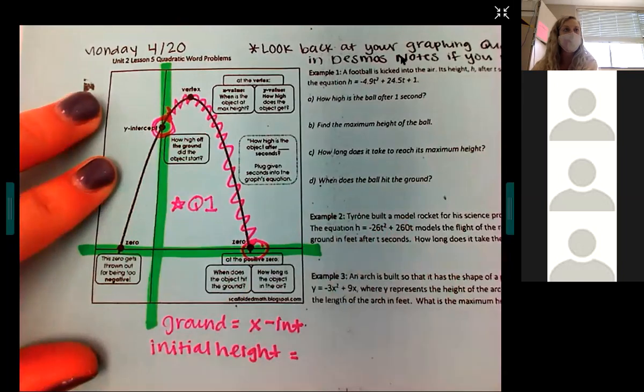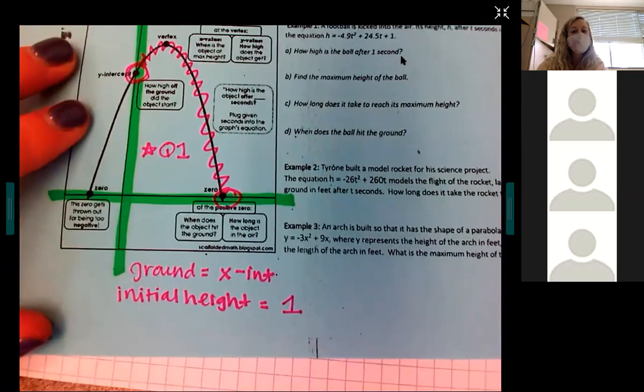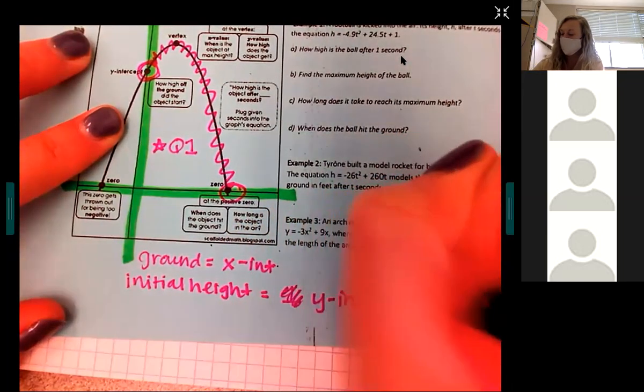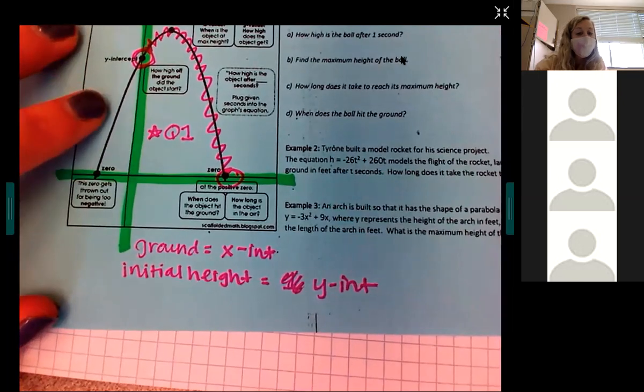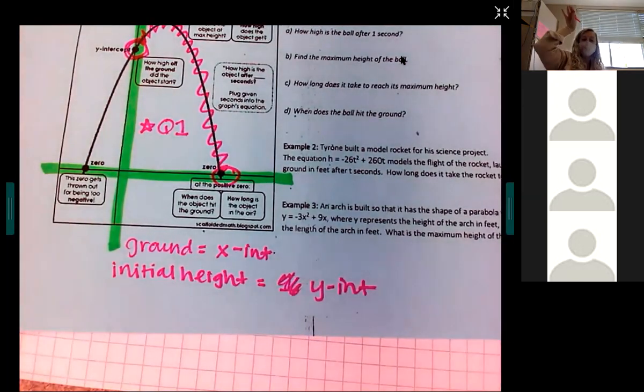1, 2, or 3? 1. Very good, Jaden. So what's that? Why did I write 1? Because I'm crazy. That's the y-intercept. If they ask for the initial height or when it contacted the racket or when the ball left Jordan's hand for his free throw, that is the y-intercept.